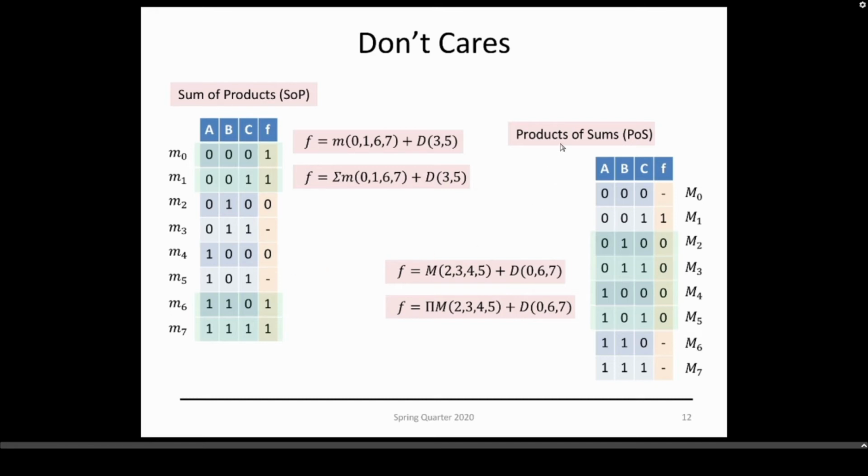And the same thing applies for your product of sums. If your output is a don't care, you just represent it with a capital D in the rows where you have zeros. So the 0, the 6, and the 7.